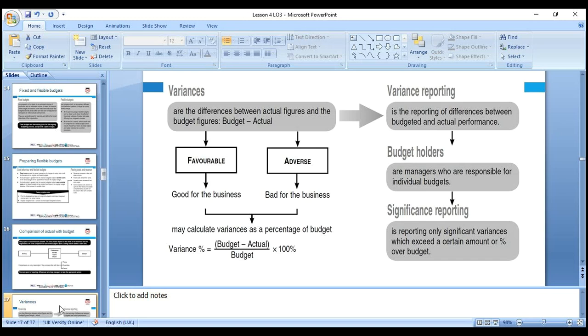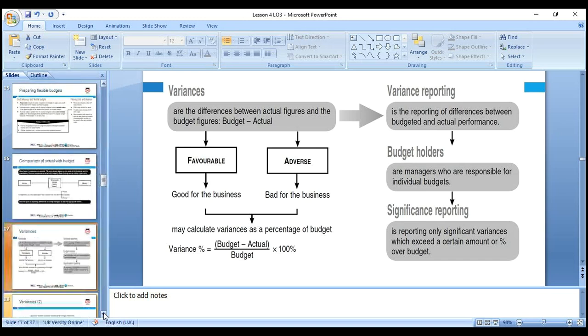So variance reporting is the reporting of the difference between the budgeted and actual performance. Budget holders are managers responsible for the individual budget, and significant variance reporting is the reporting of only significant variances, which is expected at a certain amount or percentage over the period. Anybody any question?